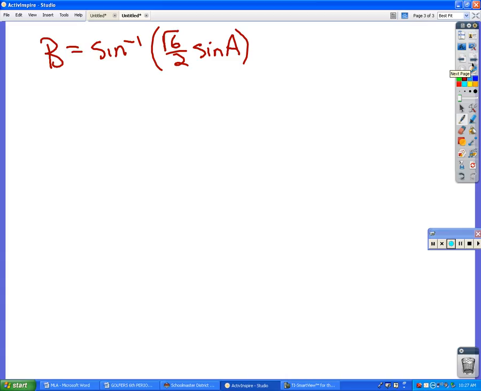Okay, so now let's figure out for A what dB/dA is. So what is the formula for the derivative of the inverse sine function?